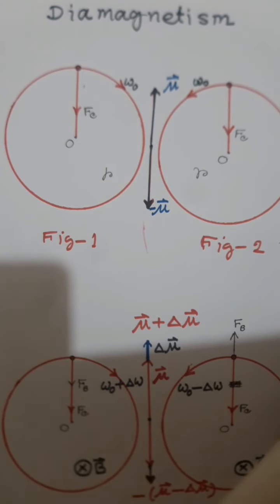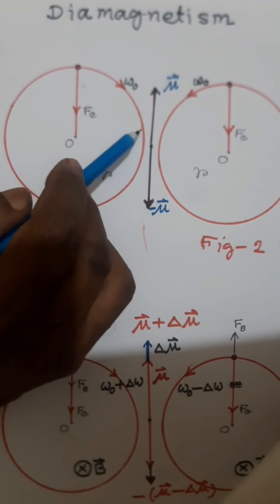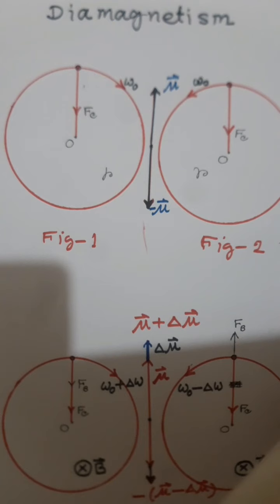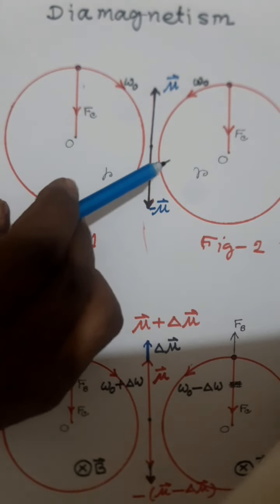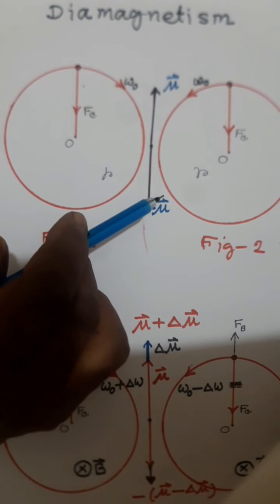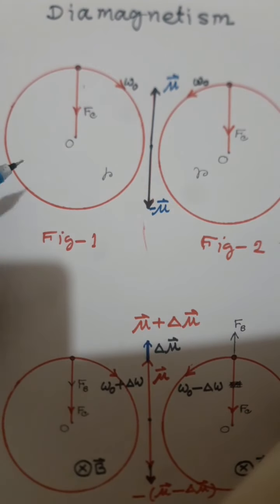The first one constitutes a magnetic dipole moment mu along the upward normal to the page, and the second one constitutes a magnetic dipole moment mu along the downward normal to the page. So the total dipole moment in the atom is 0.